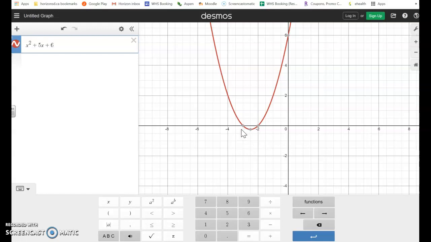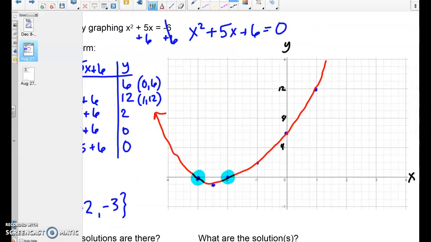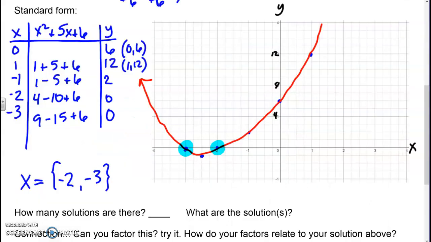Now, if you mouse over that exact spot, you will see an ordered pair pop up. The x value here is -3 and the y value is 0. This is one of the solutions, -3, and the second solution here, -2. So, if I toggle back to the smartboard, you can see that we get the same answers as our long by-hand graphing here.